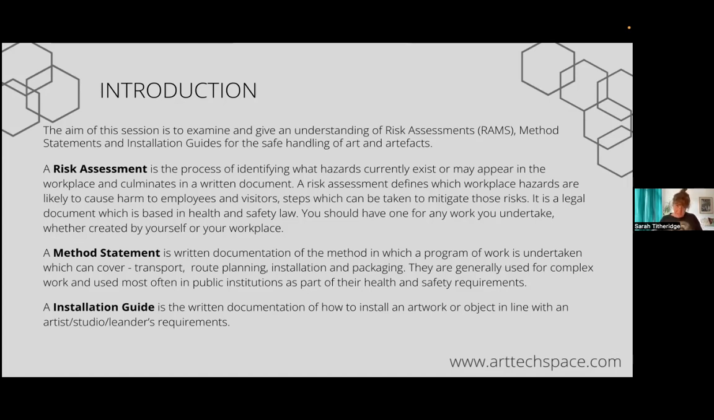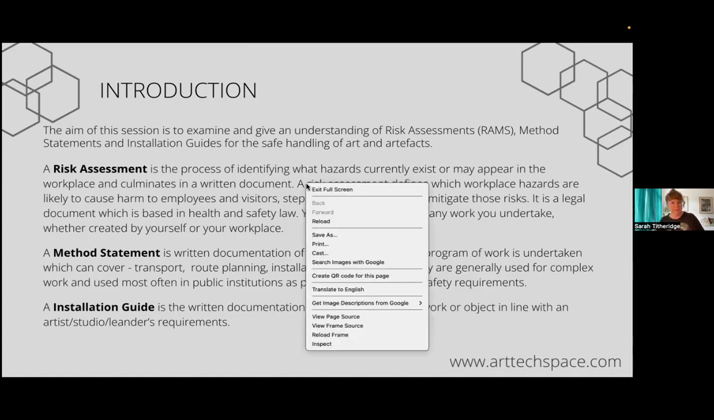A method statement is a written documentation of the method in which a program of work is undertaken, which can cover lots of different things. So transport, route planning, installation and packaging, essentially anything around the art technical work that needs to be done around an artwork, which feeds back into the risk assessment. They are generally used for complex work and used most often in public institutions as part of their health and safety requirements. An installation guide is the written documentation of how to install an artwork or object in line with an artist, studio, or lender's requirements. I spelled lenders wrong, whoopsie.